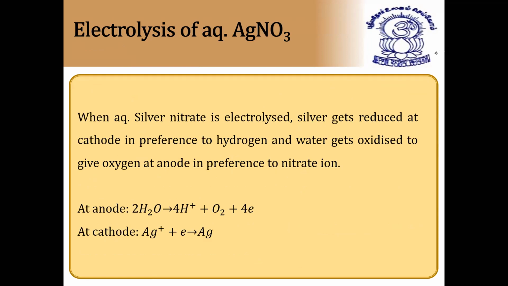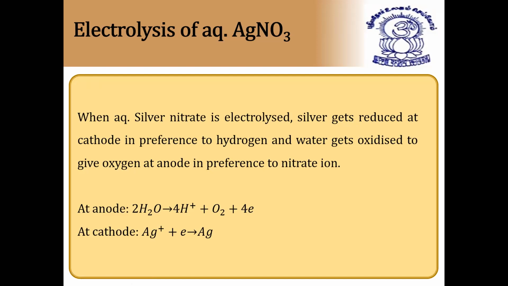So silver is formed at cathode, and in between nitrate ions and OH minus ions, oxygen will be deposited at anode because the oxidation state of N is +5 and oxygen is -2. So we can use my statement only. It's better to use my statement so that it is easy to identify, because EMF of cell they will not give. So when aqueous silver nitrate is electrolyzed, silver gets reduced at cathode in preference to hydrogen, and water gets oxidized to give oxygen at anode in preference to nitrate ion. So here also we are getting two anions, two cations. What are those? Just write down.